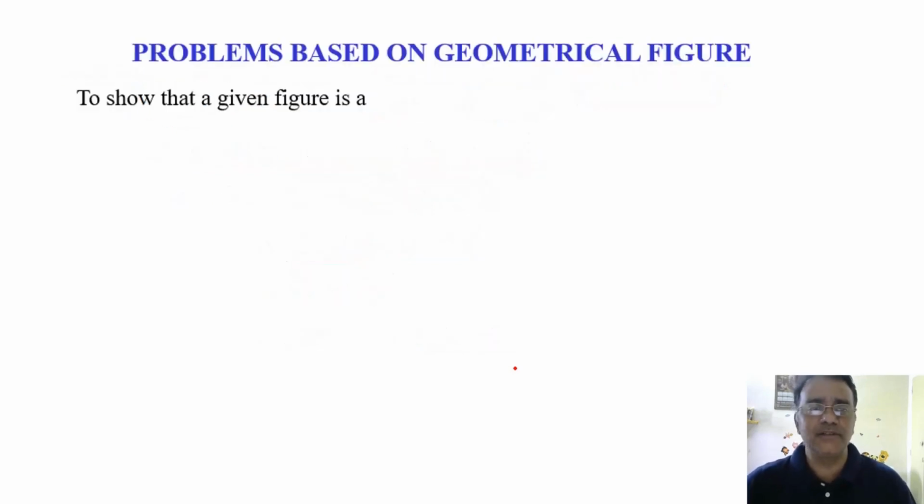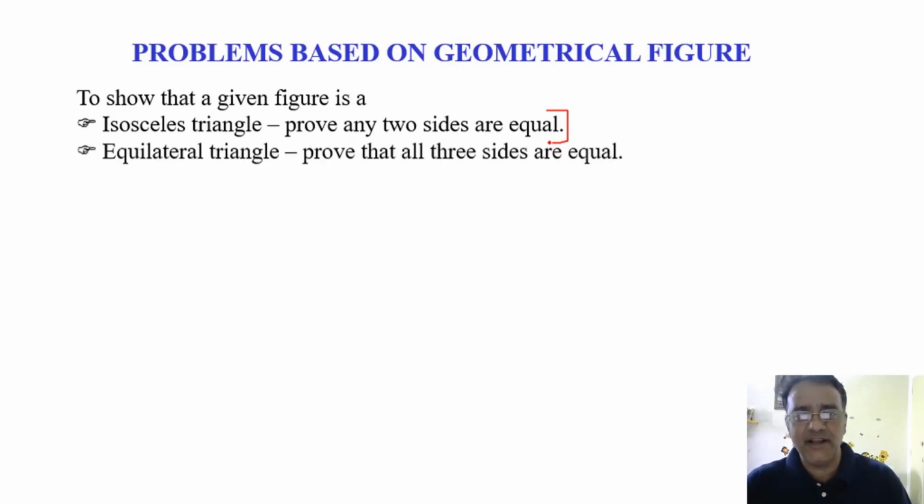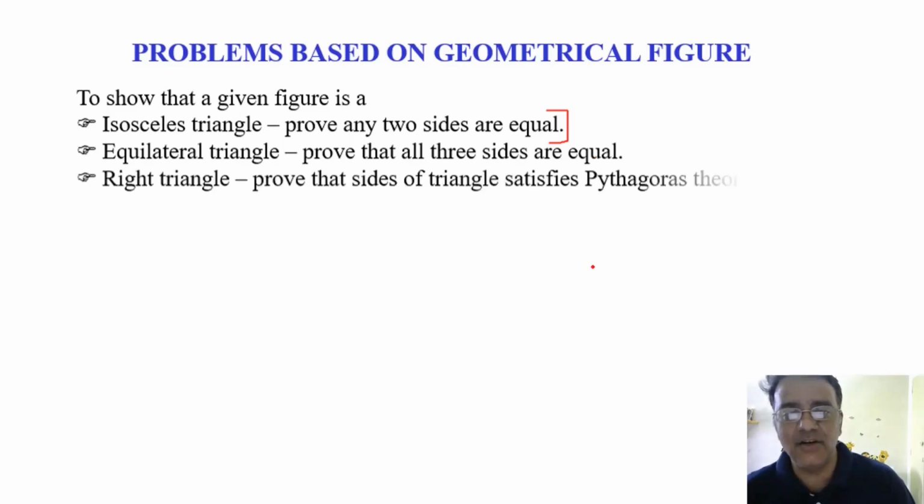Now we'll move towards problems based on geometrical figures. To show a given figure is an isosceles triangle, we have to prove any two sides are equal. For an equilateral triangle, we have to show all three sides are equal. And for a right triangle, we have to show that it satisfies the Pythagoras theorem. These are the three based on triangles.